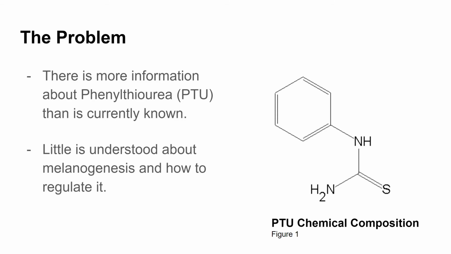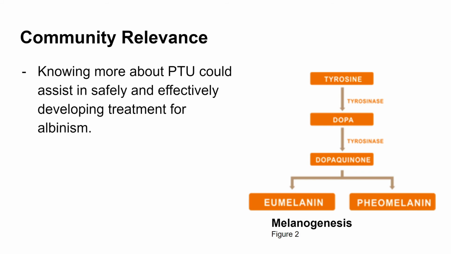The goal of this experiment was to learn more about PTU and its side effects so that it can be used more effectively to serve that purpose. PTU inhibits melanogenesis by inhibiting tyrosinase, an enzyme essential to the process. Without functioning tyrosinase, an organism cannot produce melanin. Albinism is a genetic disorder that exemplifies this.